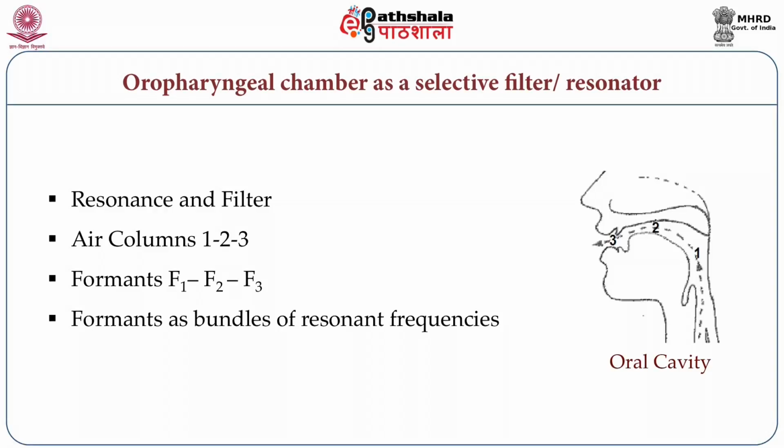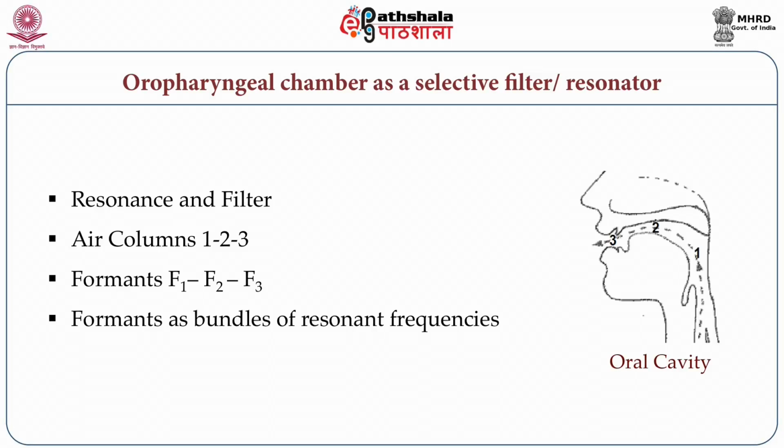Now, the oropharyngeal chamber is like a bent pipe, and in this picture that you can see before you, this bent pipe shows one major modification at the turn where the airflow goes straight up and then turns through the oral chamber. And that is where we have written 1 and 2. The first air column is a large air column, the pharyngeal air column. That's a large air column.